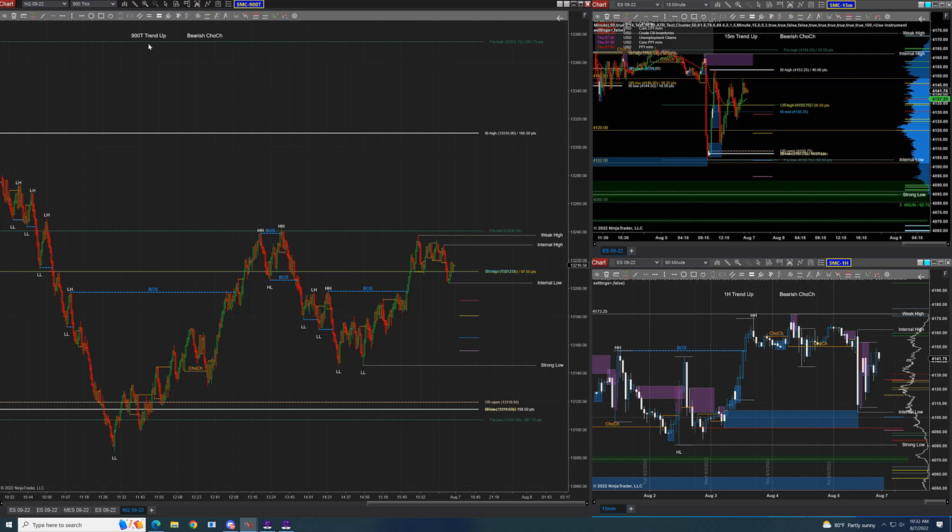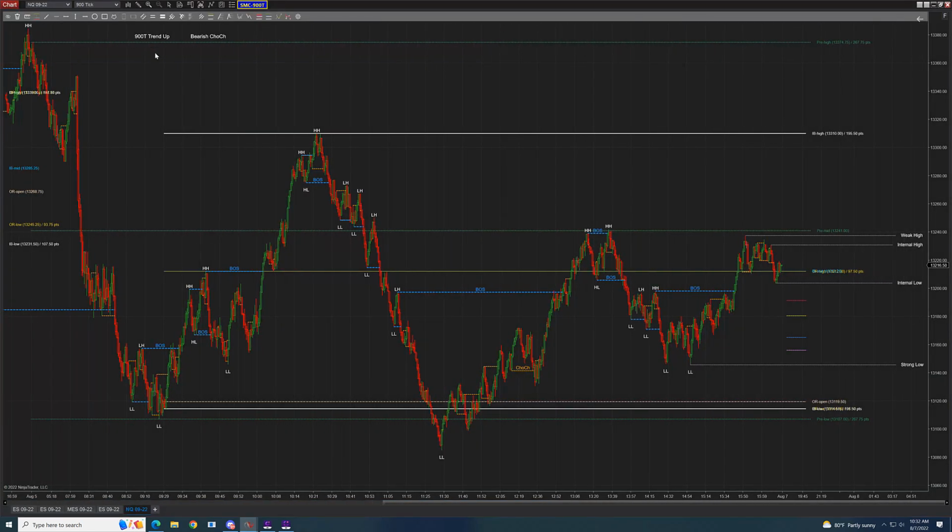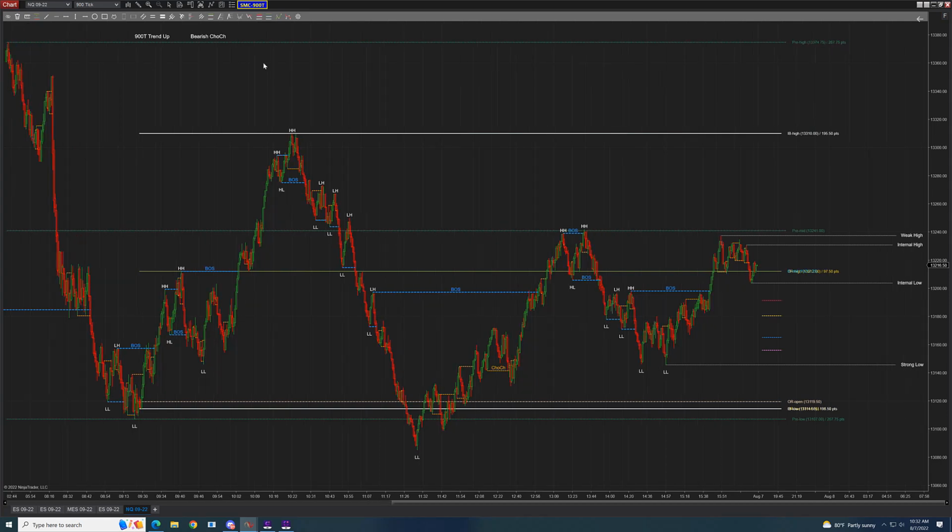I wouldn't lean too hard into this. I would be looking for context on, say, the 15 minute or even the 60 or a 240 if you prefer. But I digress again, just to put that in context so you don't get overly dependent on that.